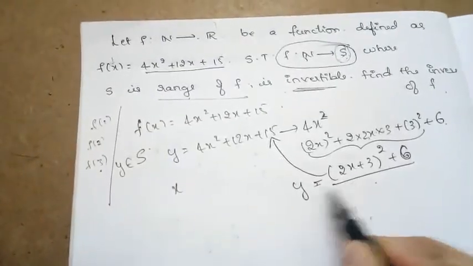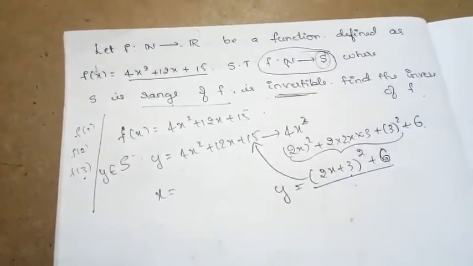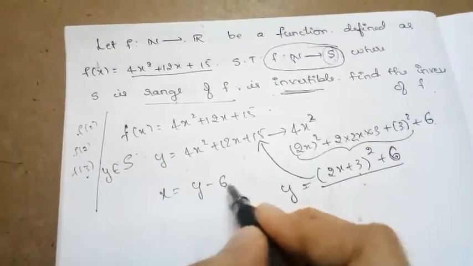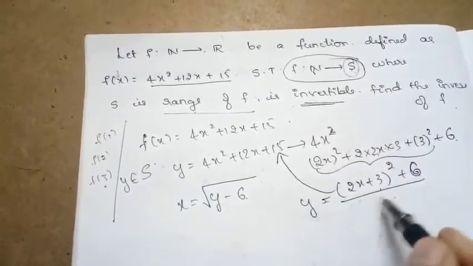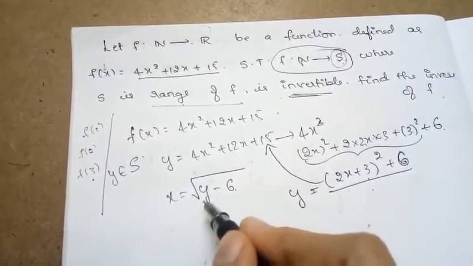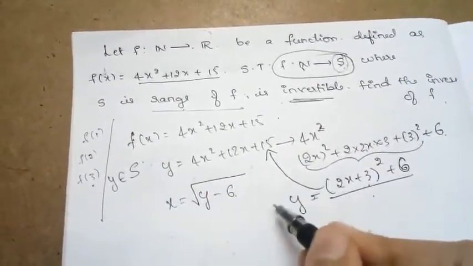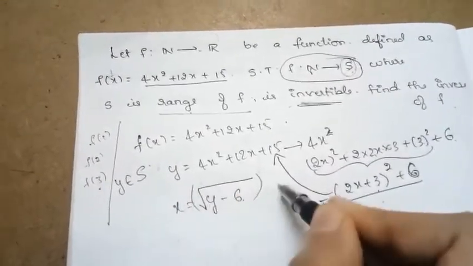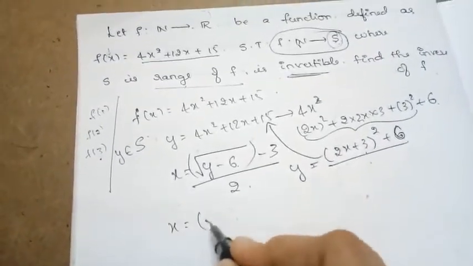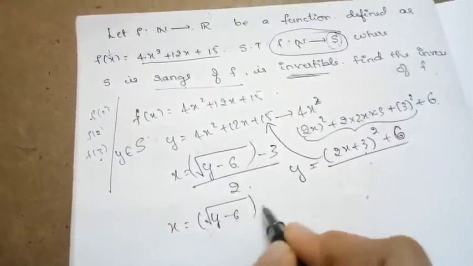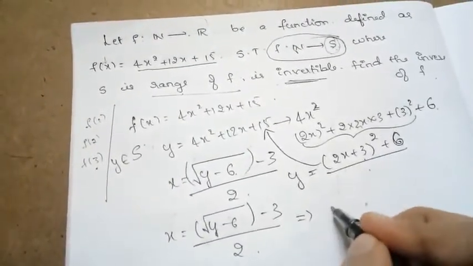So now I am expressing this in terms of, here y is in terms of x, now I am expressing x in terms of y. That becomes y minus 6. After that taking the square root of y minus 6. After that it will become what? Bringing this 3 to the LHS, it becomes minus 3 divided by 2. So x is equal to square root of y minus 6 minus 3 divided by 2, which is nothing but, I am calling this one as what?